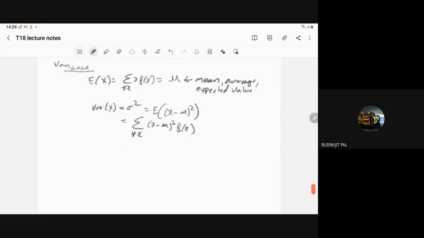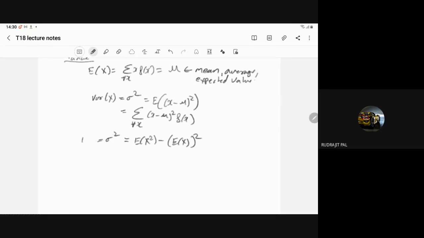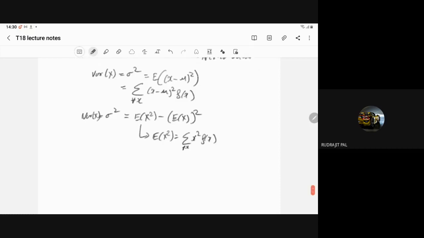But generally it is hard to compute, so we have an easier formula for the variance. It is E of x square minus square of E(x). This is another formula for computing the variance. What is E(x square)? It is the summation over all x of x square into f(x), value into probability.